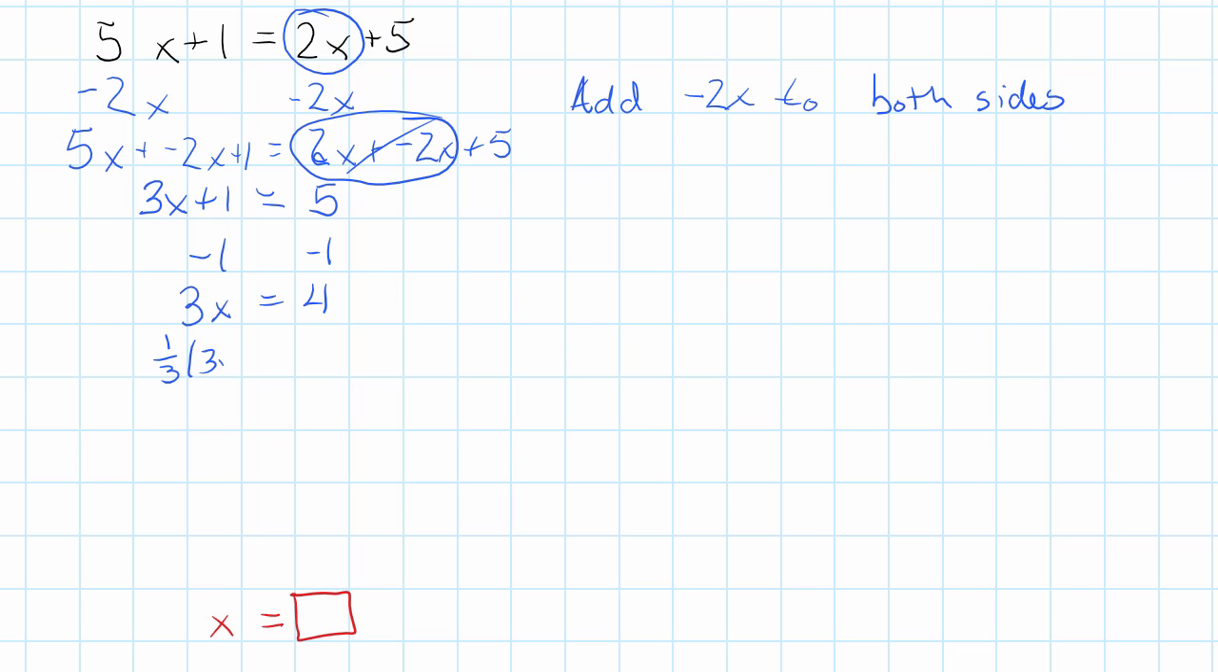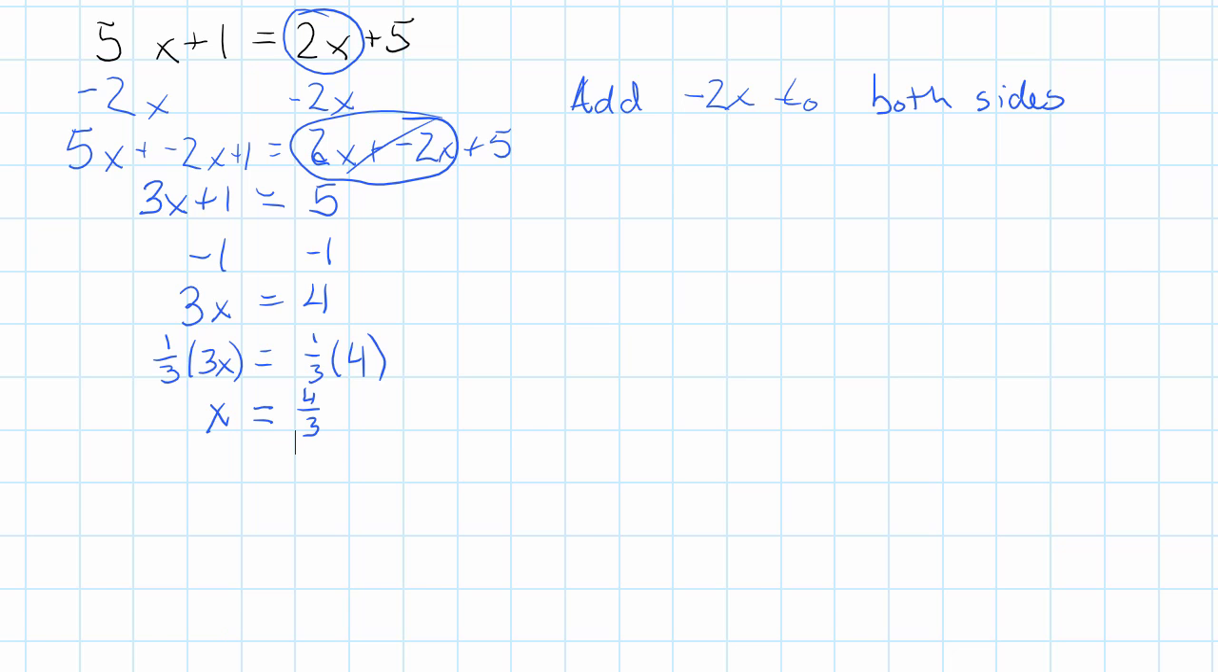1/3 times 3x equals 1/3 times 4. 1/3 times 3x is just x. 1/3 times 4 is just 4/3. Okay, so we have that form, x equals 4/3.